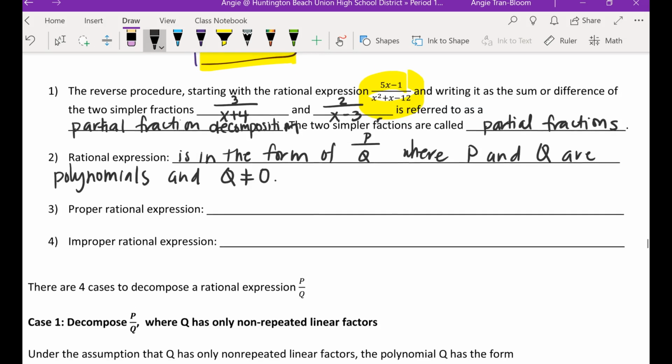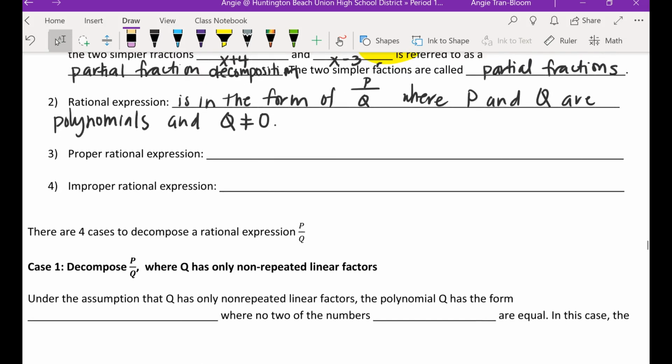Back in the days when you were studying fractions, we also had proper fractions and improper fractions. Do you remember? 3/4 would be a proper fraction. An improper fraction would be 4/3. Same thing here, but since we're dealing with polynomials, we talk more about the degree.